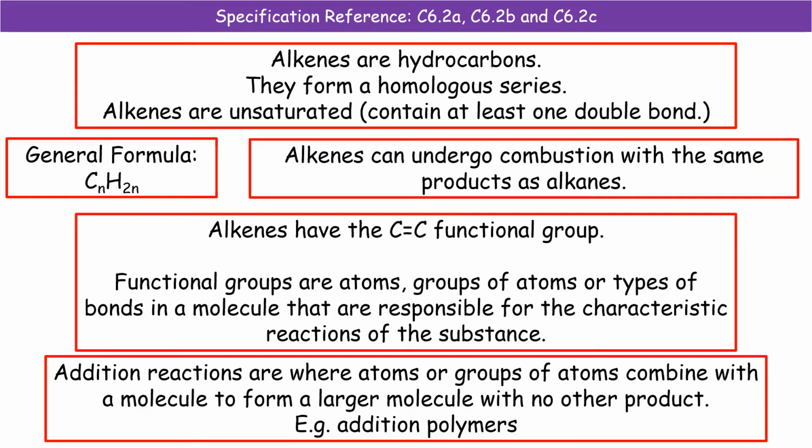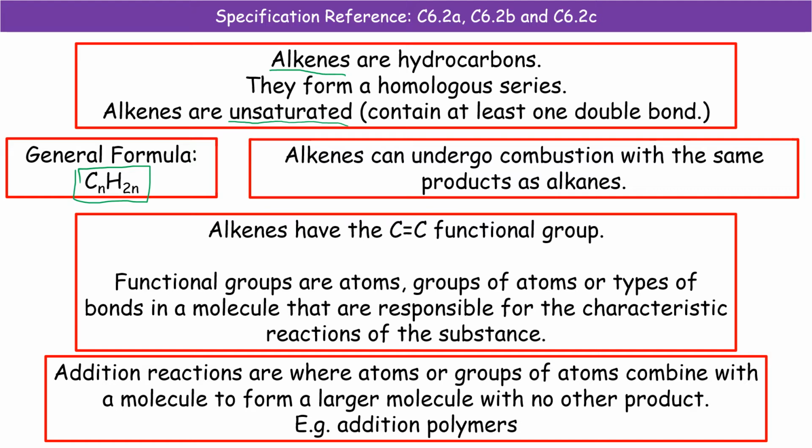Family number 2 of our chemicals then, the alkenes. These are still hydrocarbons made of hydrogen and carbon only. They are a homologous series, but the key feature here, they are unsaturated. That means they contain at least 1 double bond. The general formula for our alkenes is CnH2n.